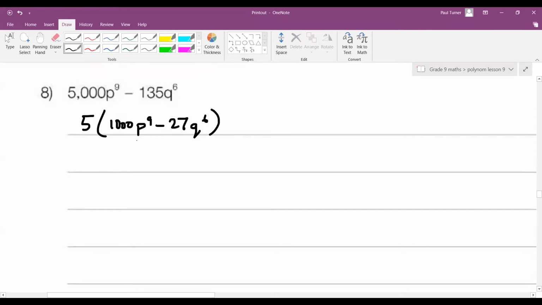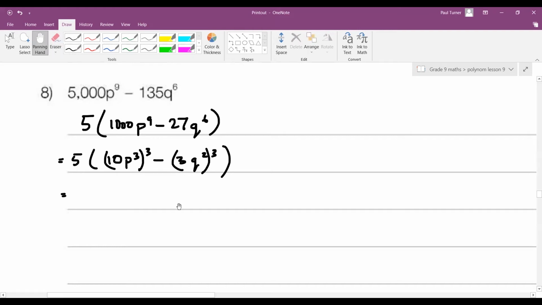Okay, and then we go from here. So we'll make this into cubes. So this would be 10p cubed minus 3q squared, cubed like that. Okay, so everything is in cube, then we apply our rule again.